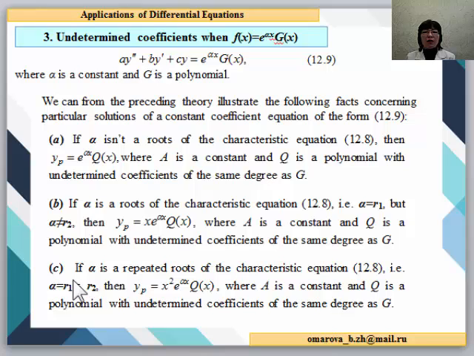Part C, if alpha is the repeated root of the characteristic equation 12.8, alpha is equal to r sub 1 and r sub 2. Then we will look for a particular solution of the form where a is a constant and q is a polynomial with indeterminate coefficients of the same degree as g.